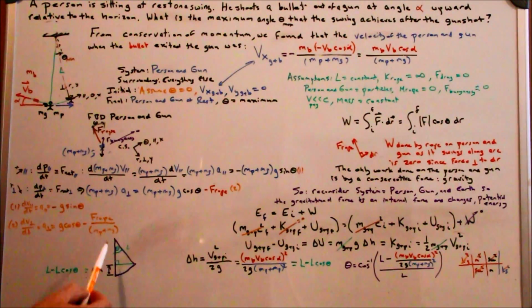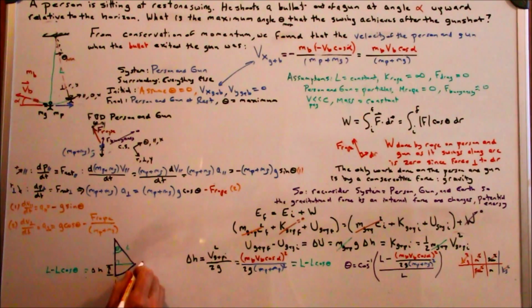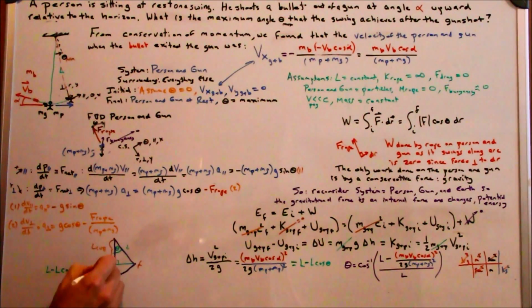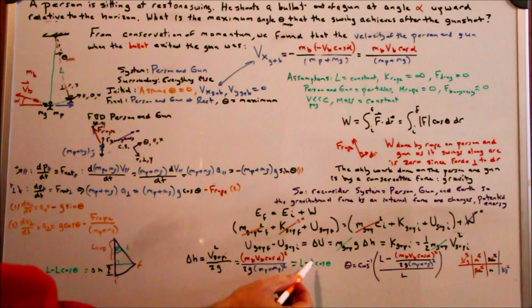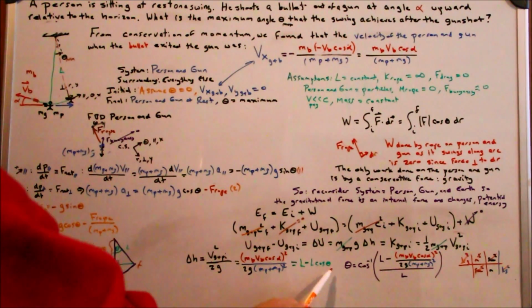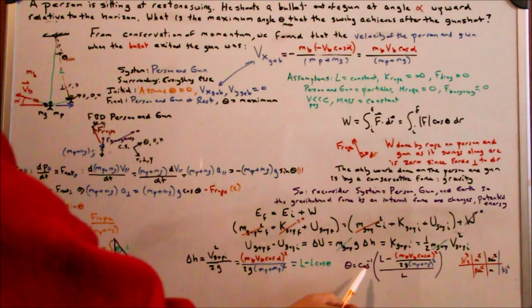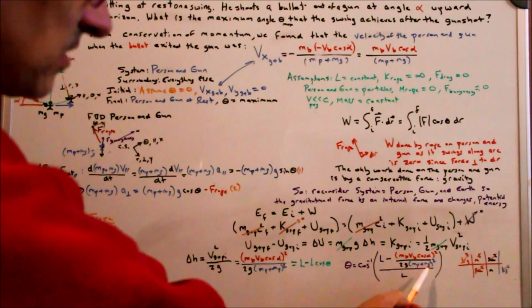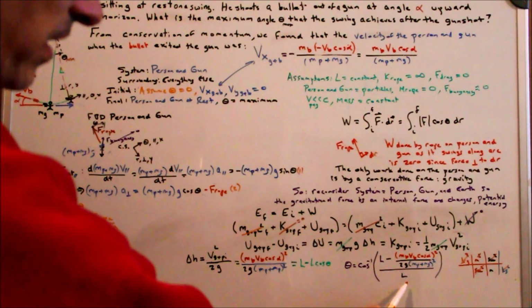I can do a little bit of trig. I know at time 0, or the initial condition, I was at this length L. At the final position, my height relative to the center of the Earth is L cosine of theta. So delta h is L minus L cosine theta. I get that right here. I can do a little bit of trig, a little algebra, and I can then solve for theta. Okay, so theta is the arc cosine of this term: L minus the velocity squared over 2g, all over L.